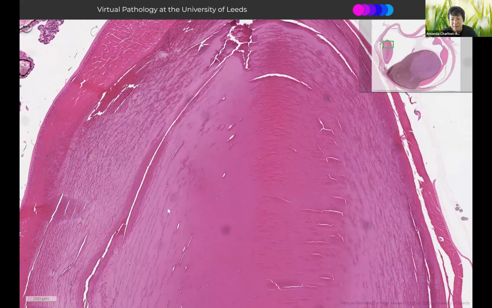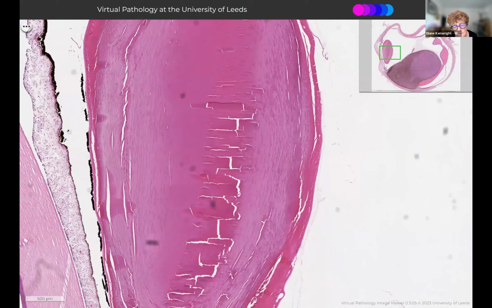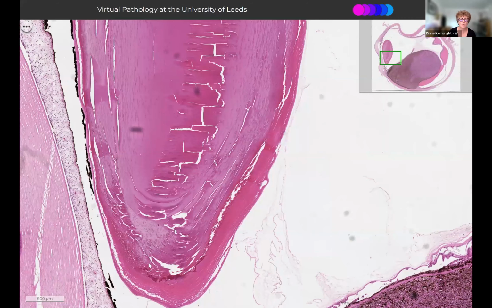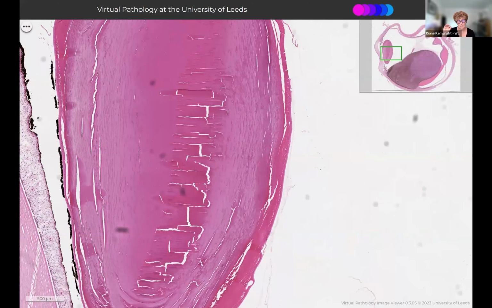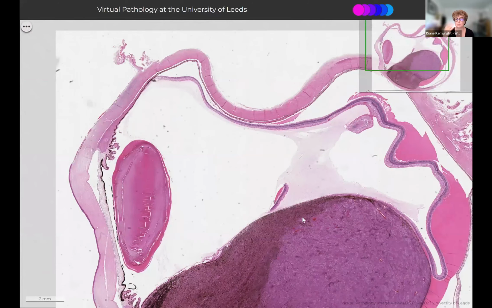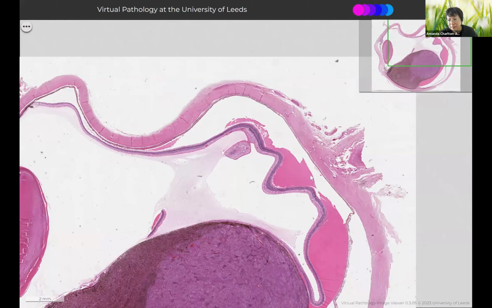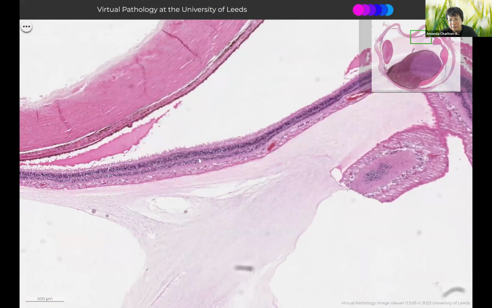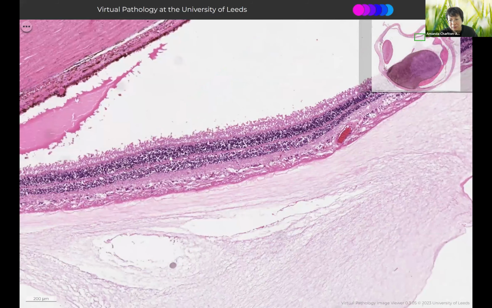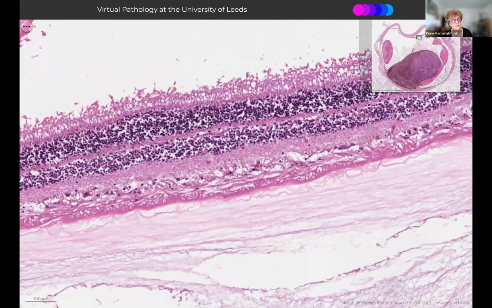Not too bad. So the lens, is that a bit of calcification? Anyway, the lens is probably normal. The other thing at low power is that the retina on the other side looks normal, doesn't it? And the optic nerve looks normal. Retina, a little bit of optic nerve. Okay, one, two, three layers of nuclei. Yeah, so that's all good.